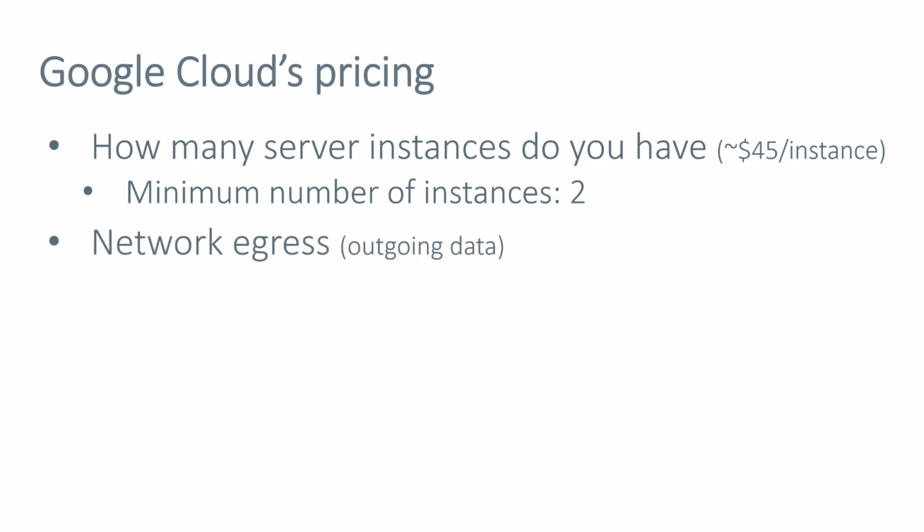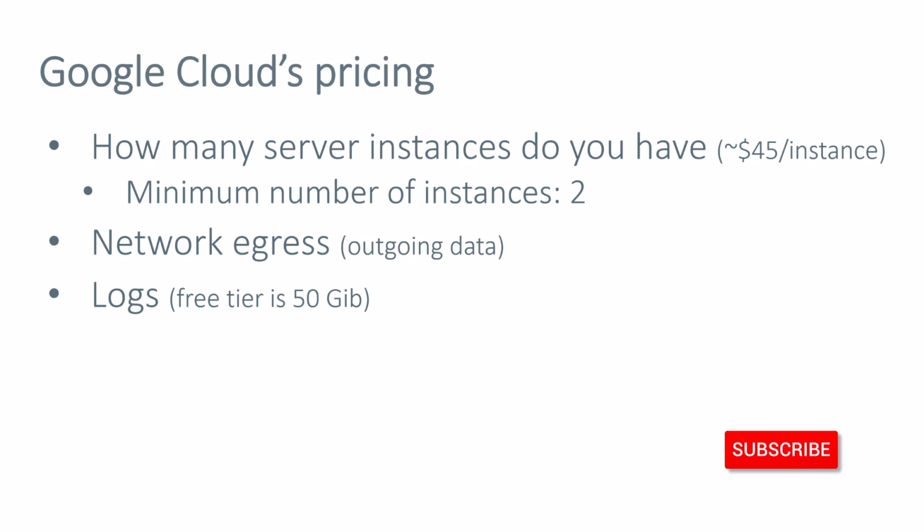Then there's network egress, or simply put, outgoing data. So the more requests you send from your server and the more data they contain, the more it will cost you. And then there are logs, but there is a free tier where you can have logs up to 50 gigabytes, which is a bit more than a gigabyte, but you can think of it as 50 gigabytes. So the biggest cost in this case is server instances. Technically, it will start for you from $90 per month. But if you have some spikes, or if you get more traffic, then the number of instances might increase to 3, 4, or so on.